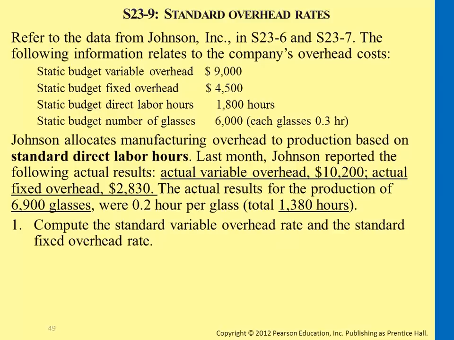Okay, so we want to get the variable overhead rate. You will need to know what is the budgeted overhead in total. Overhead rate is budgeted cost divided by budgeted allocation base.